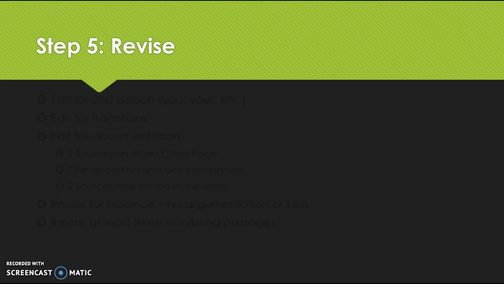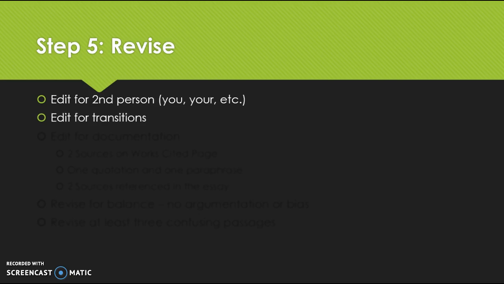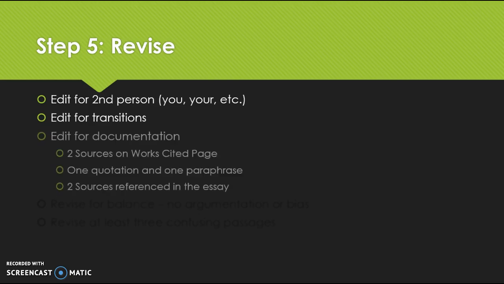The fifth step is to revise. The first thing you want to look for or edit for is second person, making sure that you have eliminated all of the yous and the yours and the yourselves, because second person is not appropriate to use in academic writing. Then you want to edit for transitions, making sure that each paragraph has strong transitions between your two subjects and that each paragraph transitions from the previous paragraph so we know how all of these topics and points are related to each other.